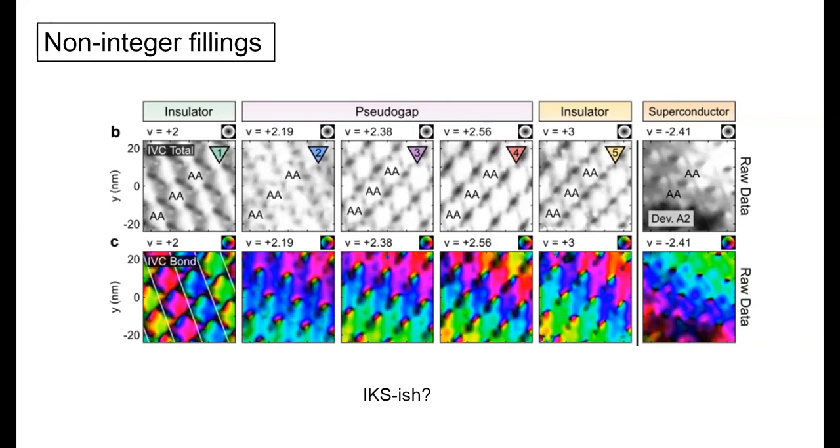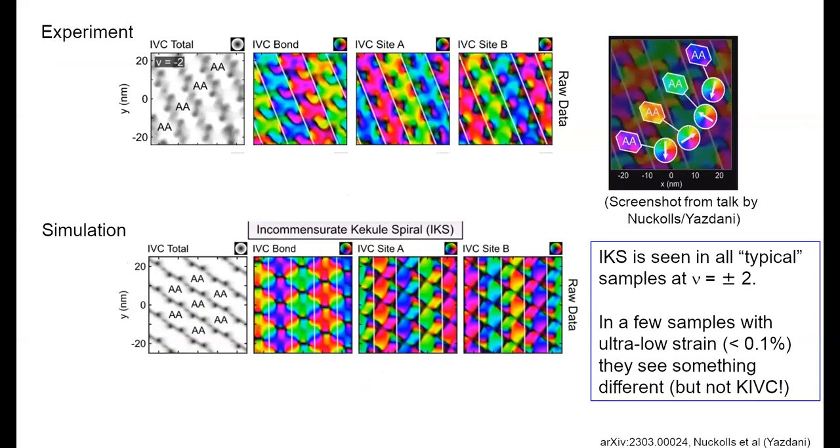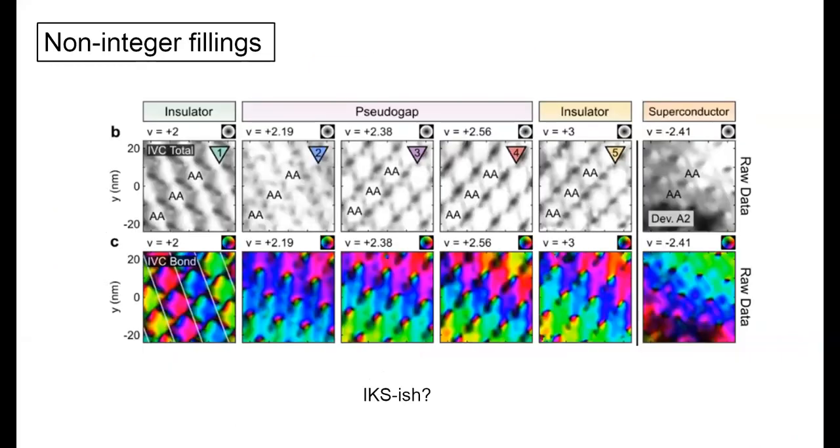I think they were a little bit sketchy about exactly what they think is going on there. When you compare Mike's simulation against the experiment at nu equals 2, you can say, yeah, that's it, there's no question that's what's going on. But in this case, it could be something related or it could be something different. It doesn't look like a slam dunk, so I'm not really sure.